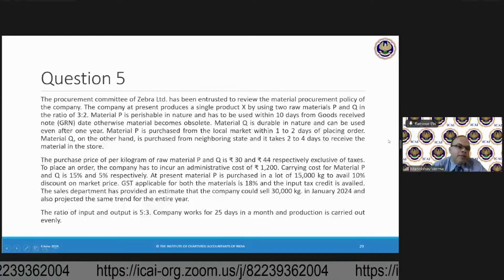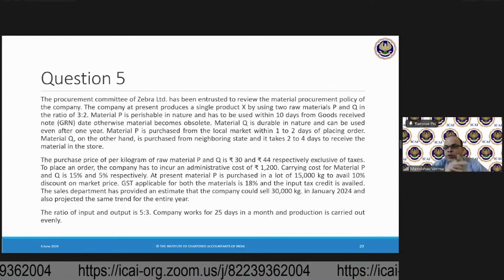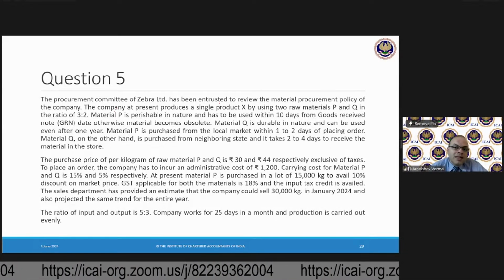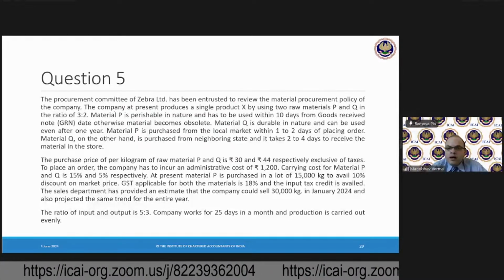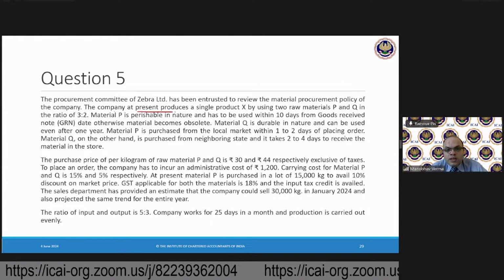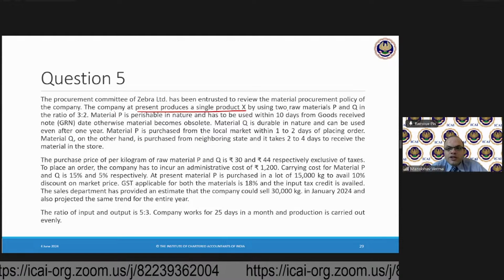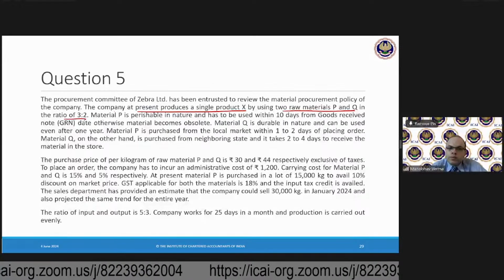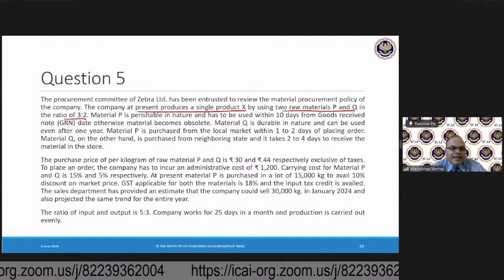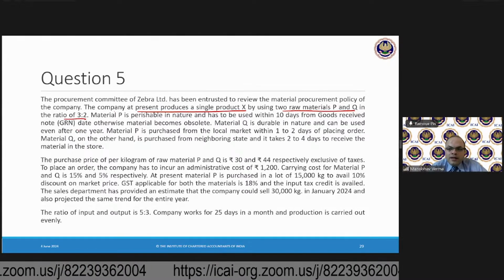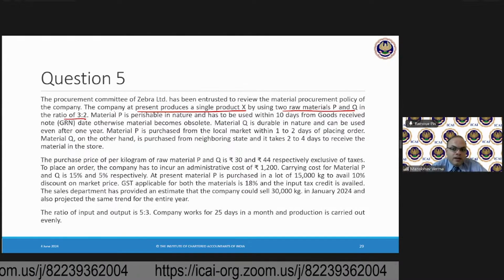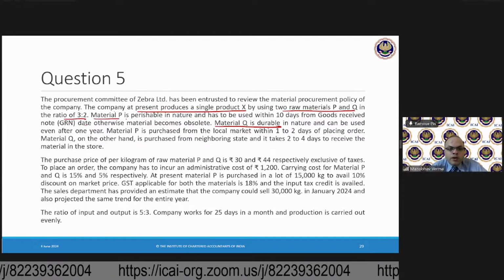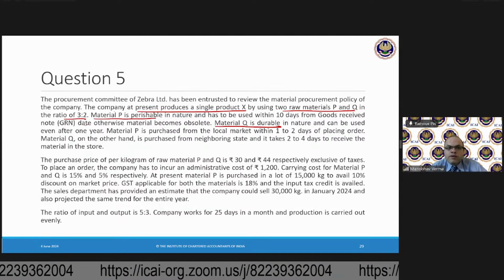which says a procurement committee of Zebra Limited has been entrusted to review the material procurement policy. Company at present produces a single product X using two materials P and Q in the ratio of 3:2. P is perishable, has to be used within 10 days from the goods received date. And material Q is durable. So P is perishable here and Q is durable. Can be used even after 1 year.